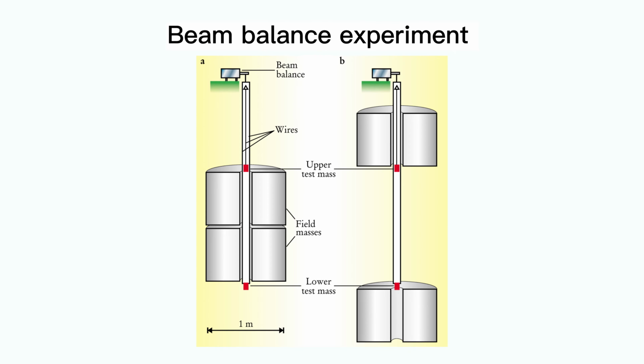In the beam balance experiment, a balance is used to measure the gravitational force between two masses. The balance is carefully calibrated and the masses are positioned at the opposite ends of the balanced arm. By adjusting the position of the masses and measuring the deflection of the balanced arm, the value of G can be calculated.